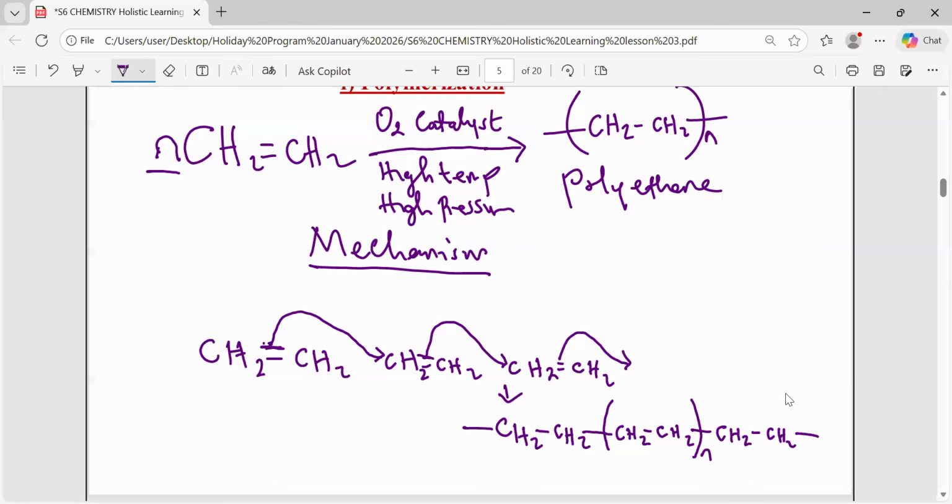These ones, we break them off. But this bond here is showing us that there are more ethene molecules attached to this. Even this side, this one is showing that there are more ethene molecules attached on the other side. Audrey, is it somehow clear?